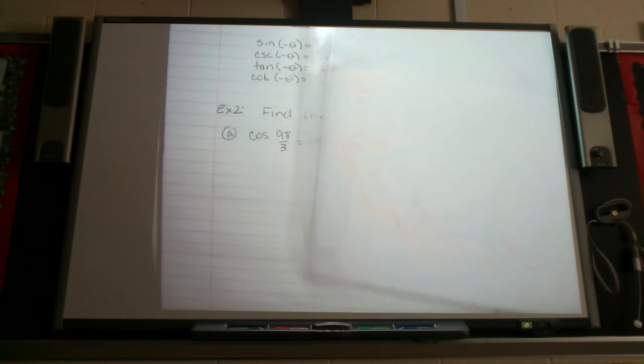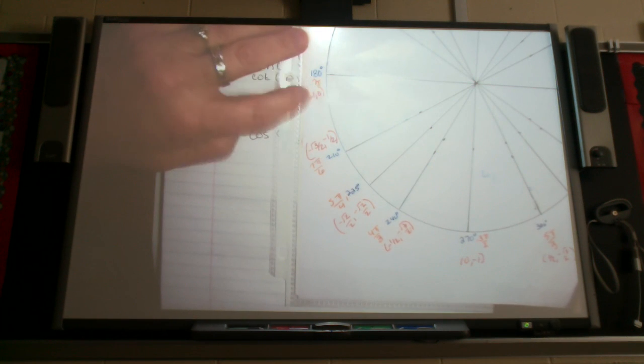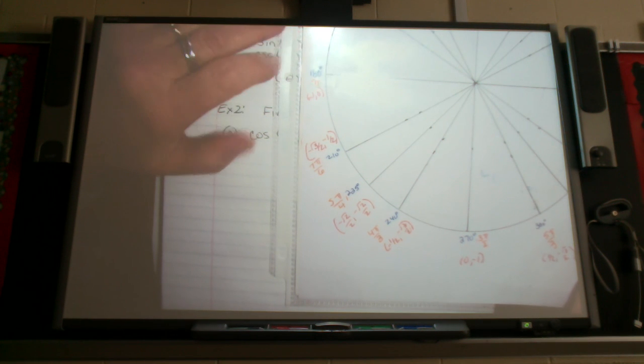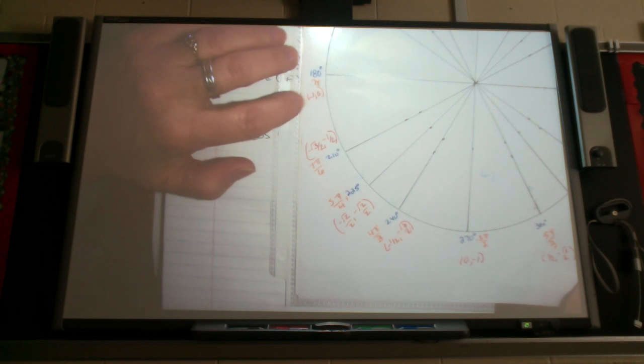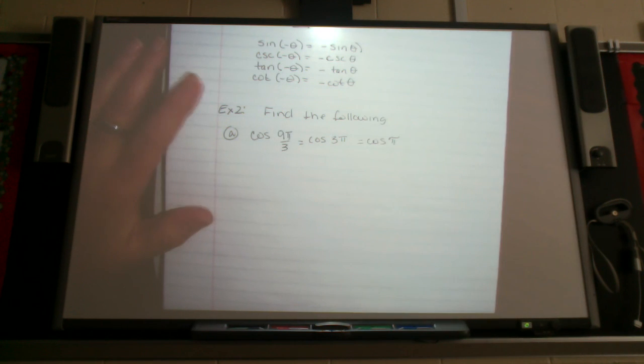And then what's the cosine of pi? Is it 0? You guys are going to agree with me? Cosine of pi is 0? Oh, don't you dare agree with me. It's the same as 180, and it's not 0. The cosine is the x value, which is negative 1.